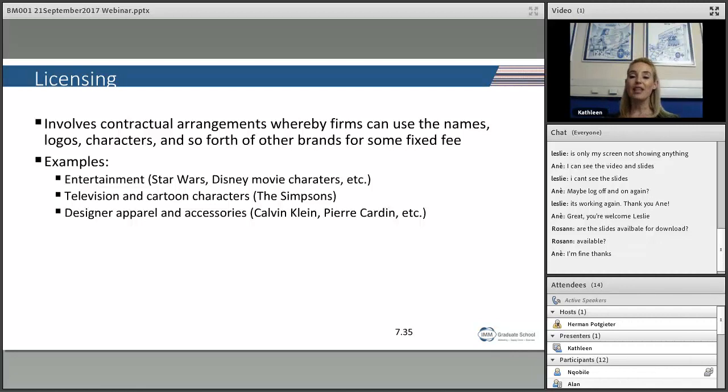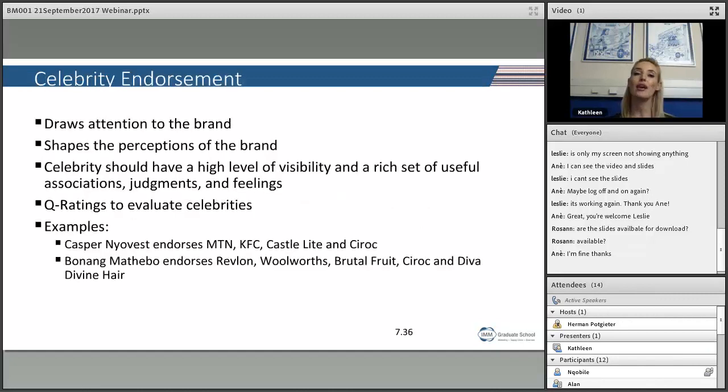We also have the case of licensing, and this is where a firm will allow you to use their brand for a fee. A very common example that we see is companies like Disney licensing clothing retailers to use their cartoon images on items of clothing and other merchandise. And it is basically where you will improve the image of your brand by using another name that can go along with it.